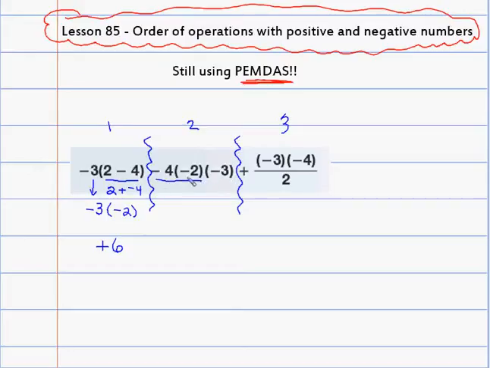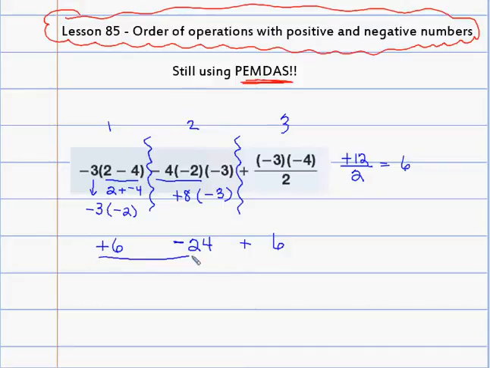So if I work left to right, I have negative 4 times negative 2, which is positive 8, but then it is still times negative 3. So this term, 1 positive, 1 negative, will end up being negative 24. This term, the fraction, we would simplify. Negative 3 times negative 4 would be positive 12 divided by 2, which would end up being 6. And I have a plus sign in front of it, so I'm going to put plus 6. So I have positive 6 minus 24 plus 6.